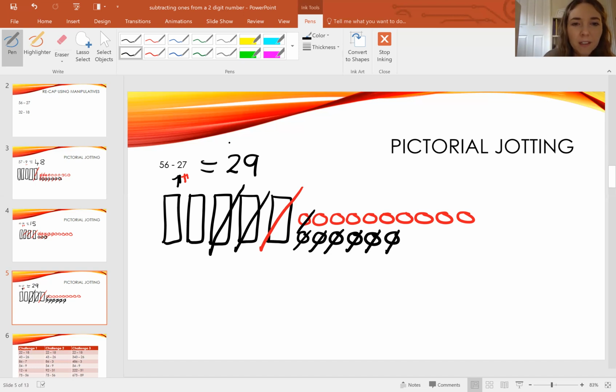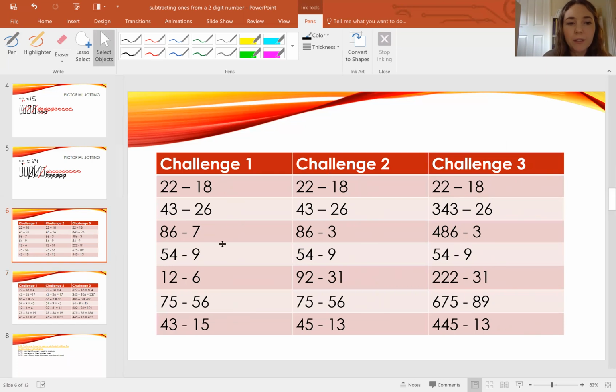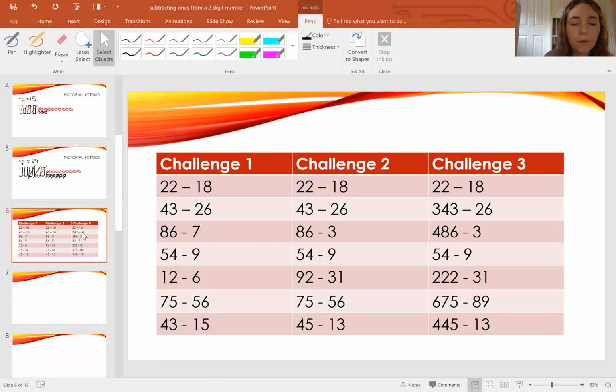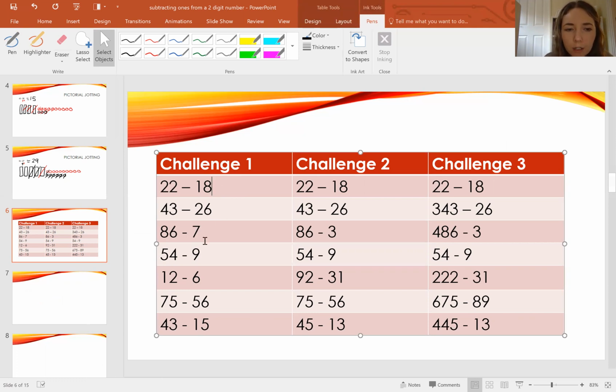Okay. Right, so now it's your turn to have a go. So I want you to choose challenge 1, 2 or 3. Challenge 1 is all regrouping questions. So you're just practicing regrouping using a pictorial jotting. If you want to use the Deans as well to check your answer, using the Deans first and then drawing it out with the picture, that's absolutely fine.